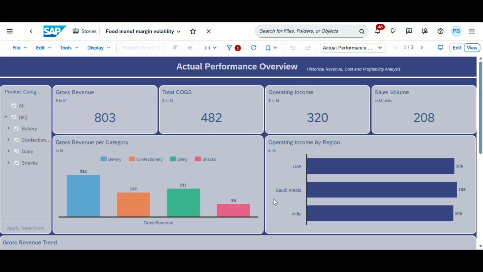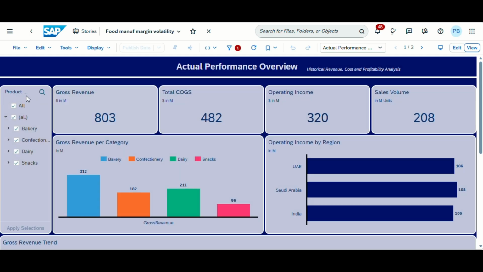Next, we have product category filter. The product category filter allows users to analyze performance by categories such as bakery, confectionery, dairy, and snacks, with further drill down into subcategories like biscuits and cookies. This enables faster and more focused business analysis. Overall, the actual performance overview transforms operational and financial data into actionable business insights, helping organizations evaluate performance, identify profitability drivers, and support continuous improvement.